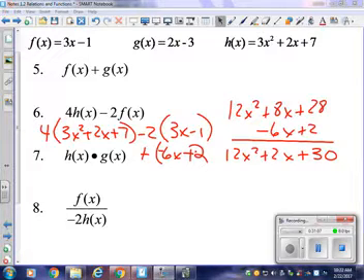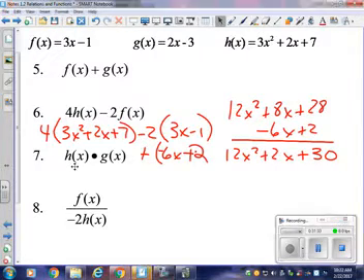And then let's look at number 8 real quick. So 3x minus 1 is on top, and on the bottom you have -6x squared minus 4x minus 14. Everybody agree with that?